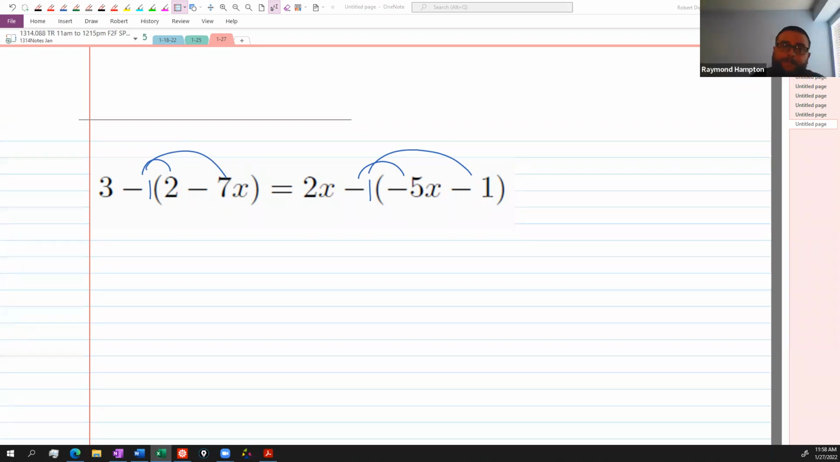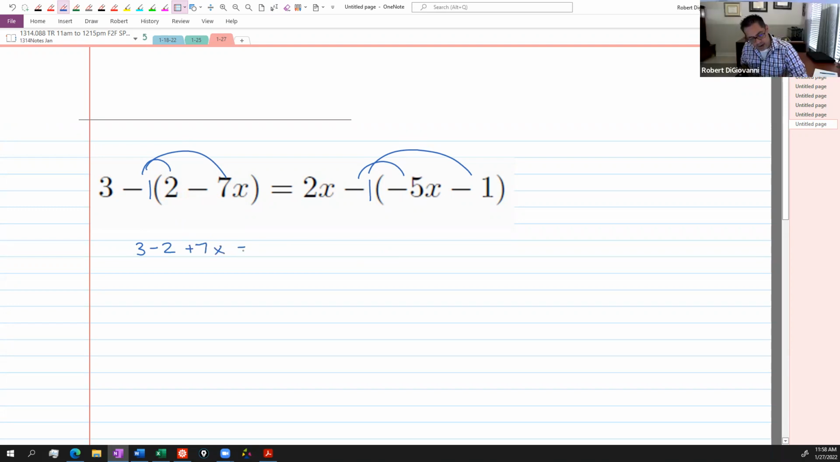Yes. Okay, so when you distribute this negative through, what should this new left side be? It should be 3 minus 2 plus 7x. Good. And then on the right-hand side, what would you have? It'll be 2x plus 5x plus 1. Good, okay. So we have gotten rid of the parentheses.